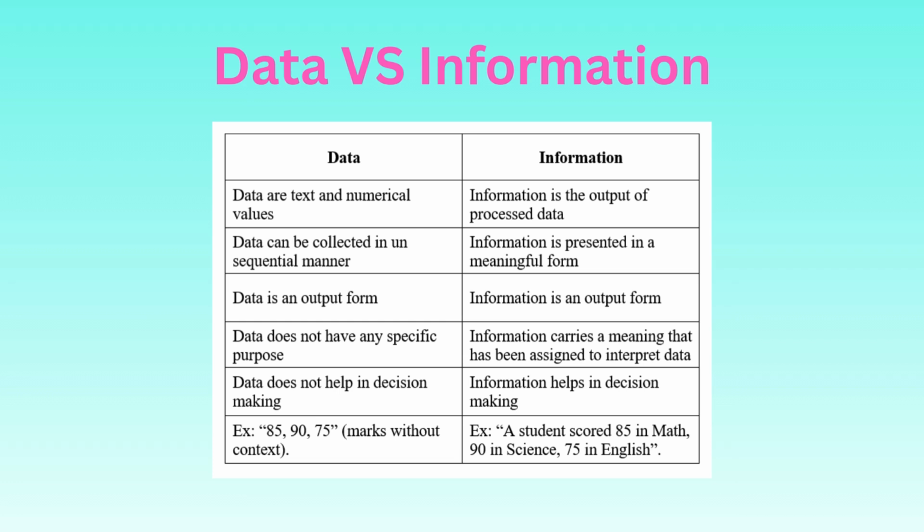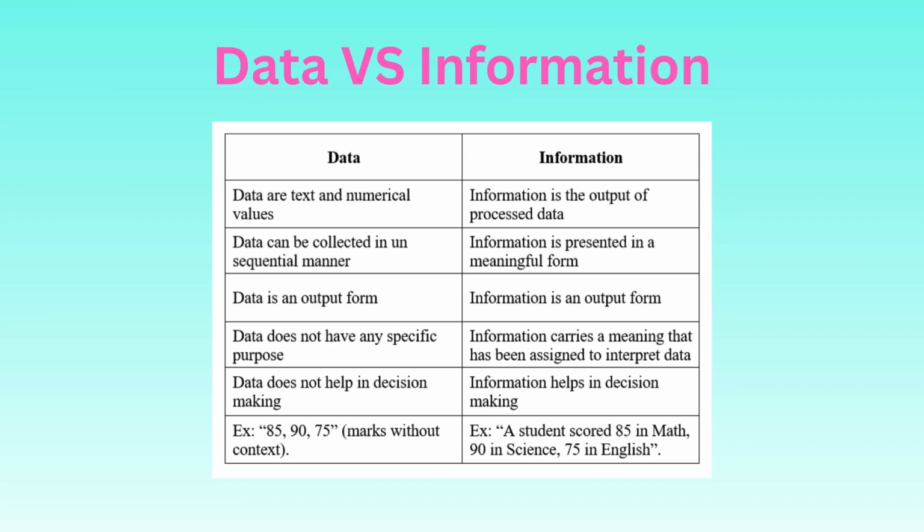The following examples are given in the data. The example is 85, 90, 75. It is not in a sequential phrase, which does not give any information about the three numerical values. Whereas in the information for the example, a student scored 85 in math, 90 in science, and 75 in English. This gives particular meaning to the phrase formed in the information.